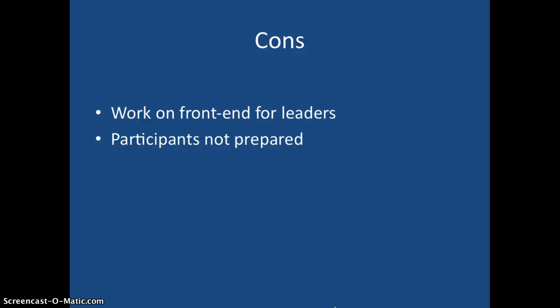The cons: there's going to be work on the front end to prepare the information to give out to the participants. And then there's always the worry that participants don't look at the information before the meeting. These, I think, are easily overcome. Participants may not prepare for the very first meeting, but certainly when they realize how ill-prepared they are and how well prepared everyone else is, they will not make that mistake again.